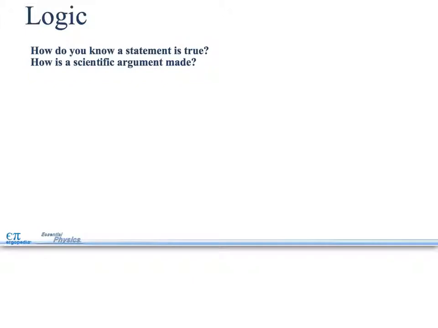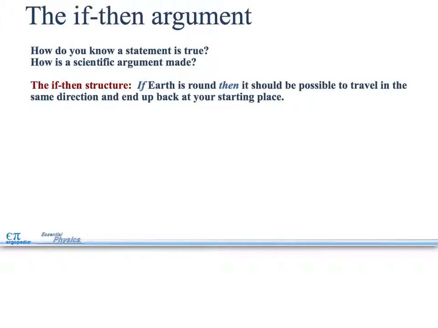All right, logic. Well, how do you know a statement is true? How is a scientific argument made? The if-then structure is one of the main ones that science uses. If Earth is round, then it should be possible to travel in the same direction and end up back at your starting place.